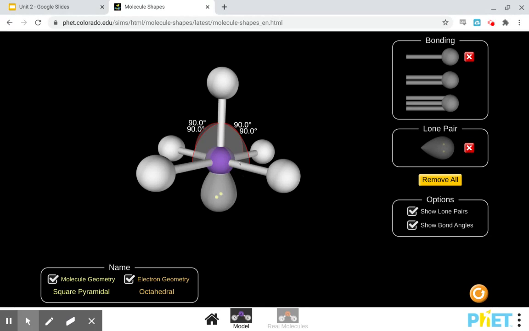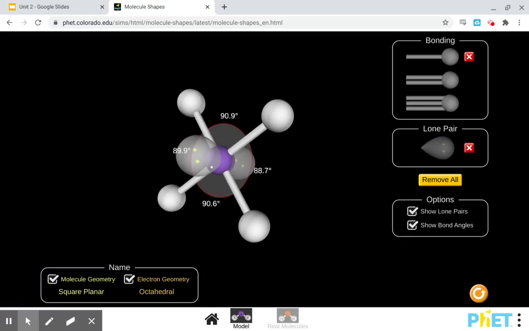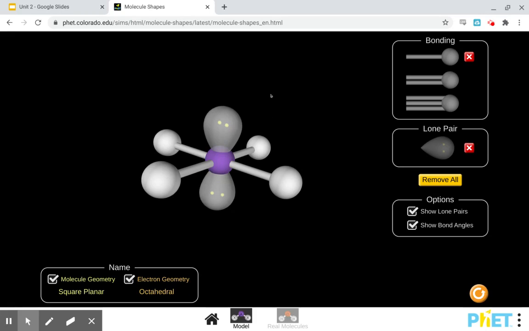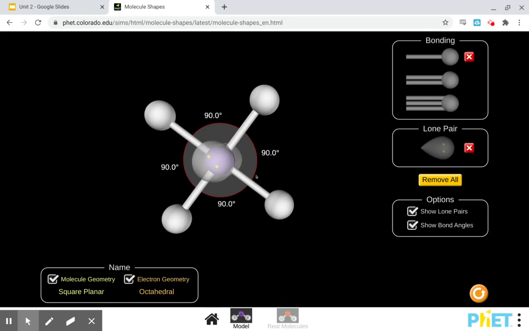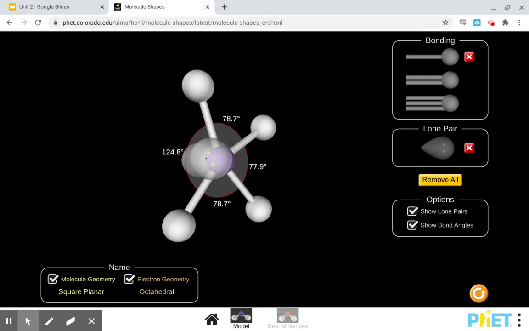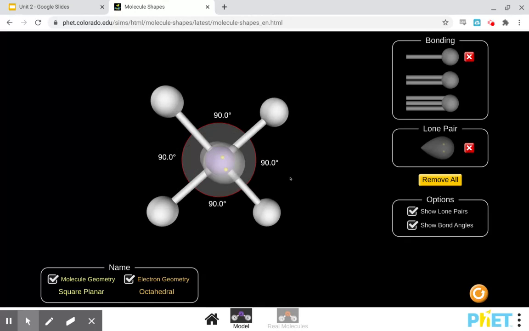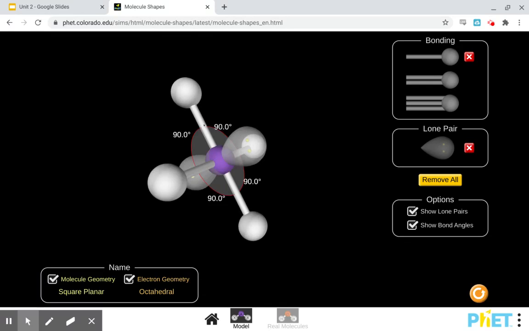If we put in a second lone pair, what's important is that the second lone pair will go opposite the first lone pair to minimize the repulsions of the lone pairs. So it's going to go on the complete opposite side, like this. And so this makes a really fun shape. This is called square planar. It's called square planar because obviously it looks like a square and it's flat. So these are the different shapes.